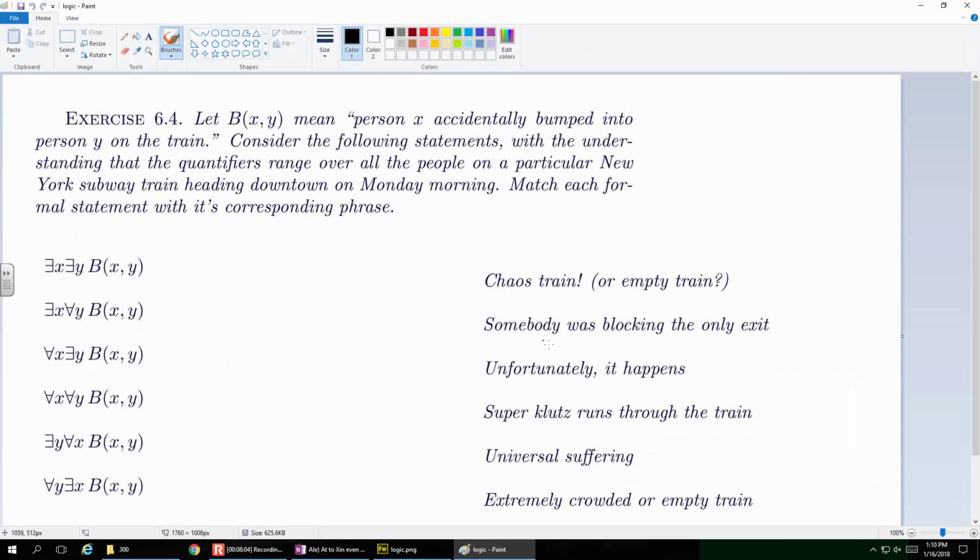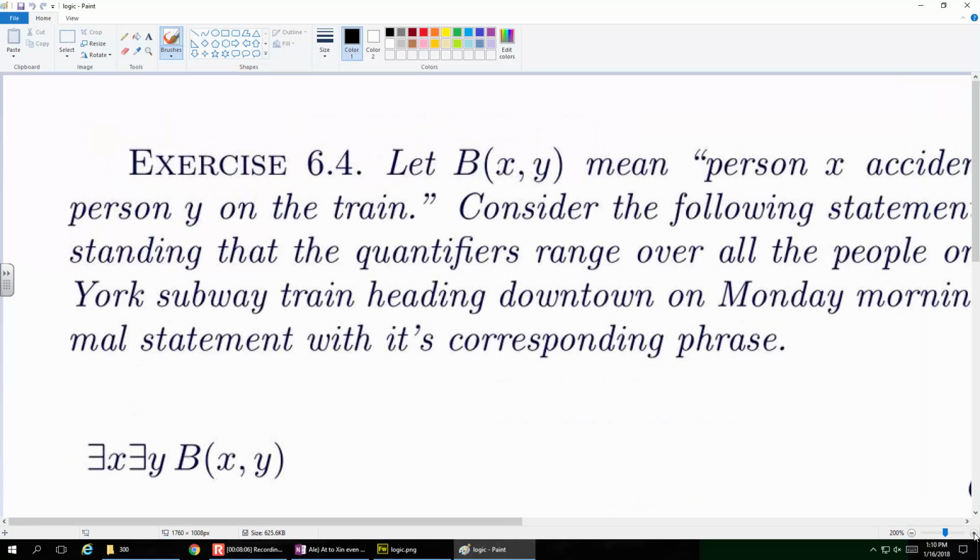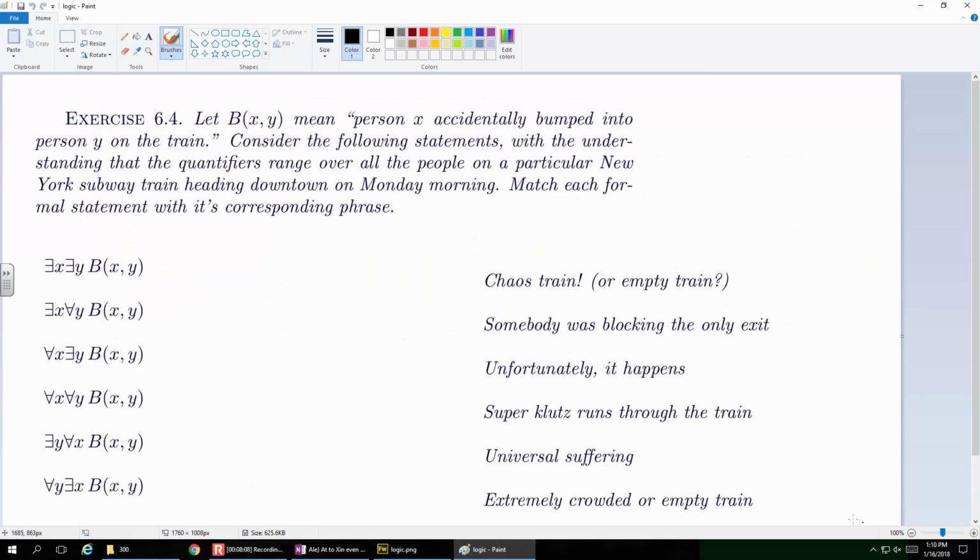Okay, so just read the statement first, and then we'll practice with this logic a little bit. So B(x,y), just the same way we just talked about. It's a statement with two parameters. So instead of numbers, we're talking about persons. So person x, that's a statement, as you can see.